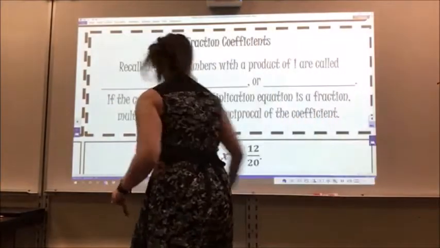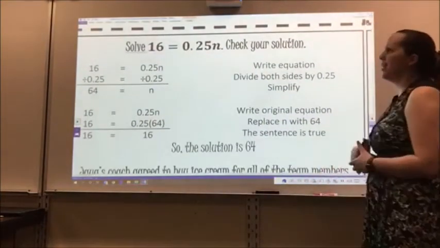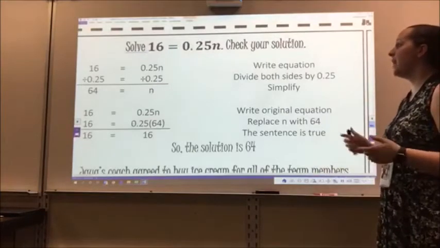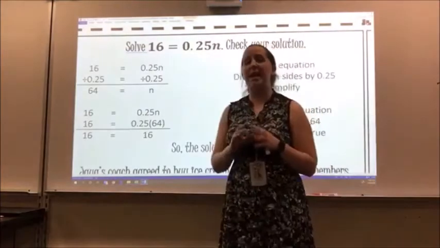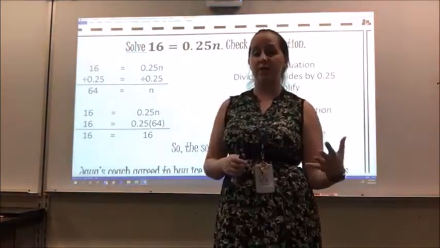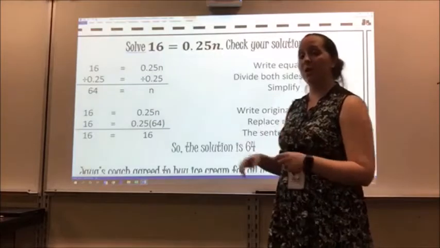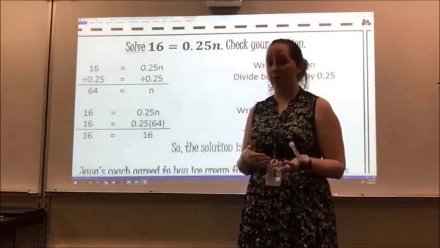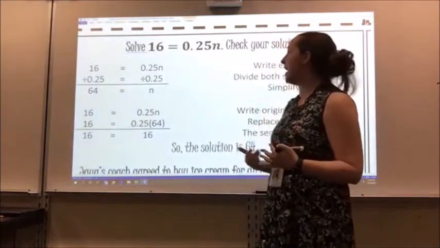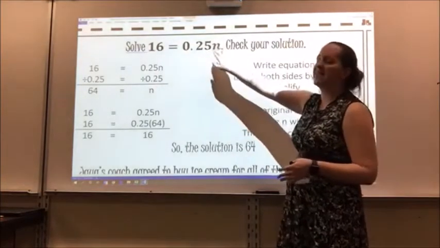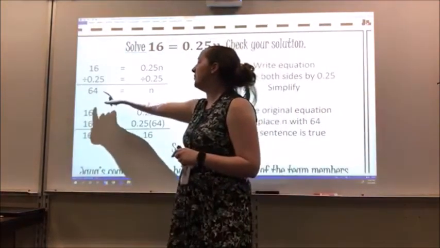Alright, so let's take a look at a couple of examples. The first example says solve 16 equals 0.25n. Check your solution. So, when I'm doing this, again, I'm using the exact same thing that I've learned before with adding, subtracting, multiplying, and dividing. I'm looking at this, 0.25n, that tells me I've multiplied. In order to reverse this, I use my inverse operation. So the opposite of multiplication is division, so I divide both sides by 0.25 because that's what it is attached to, the n. So 16 divided by 0.25 is 64.